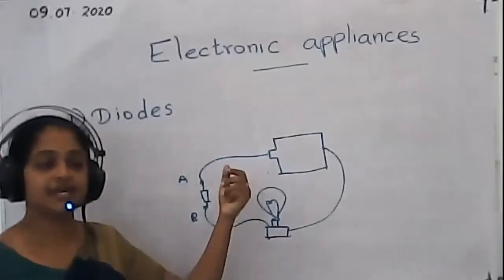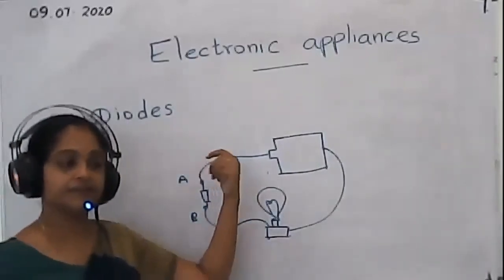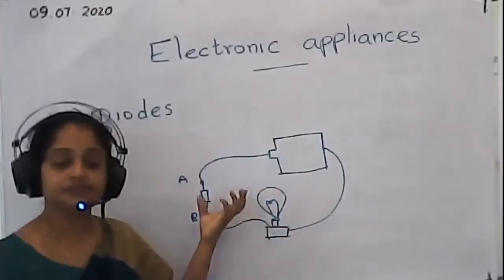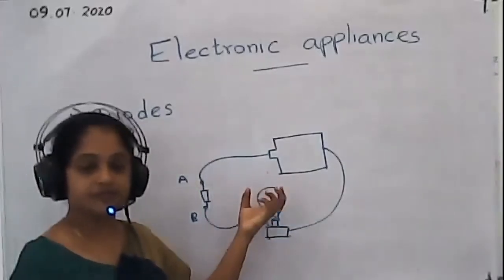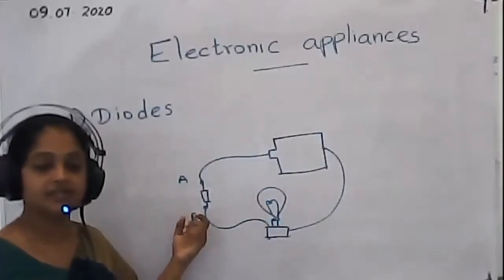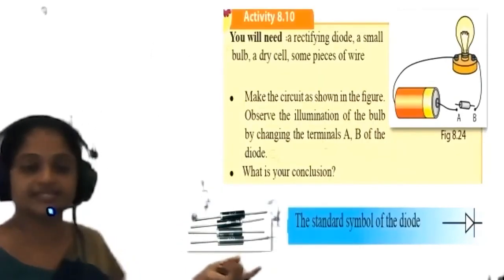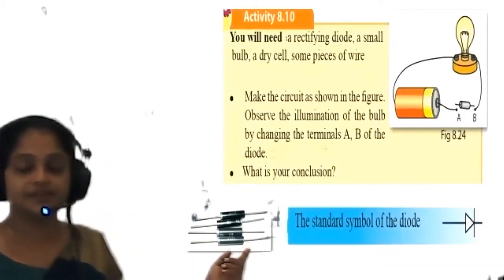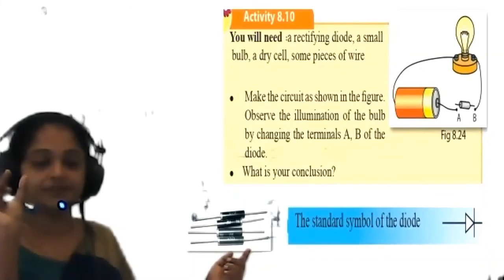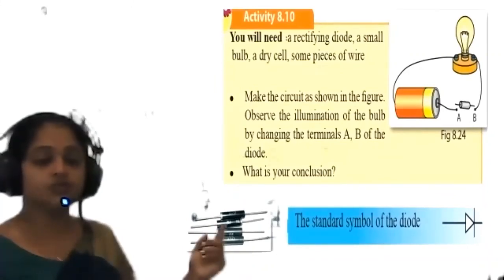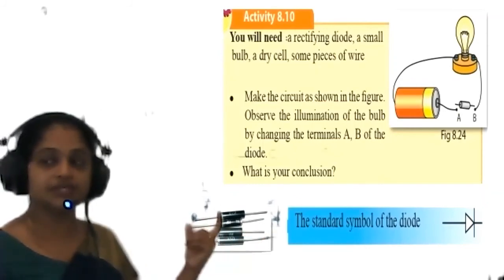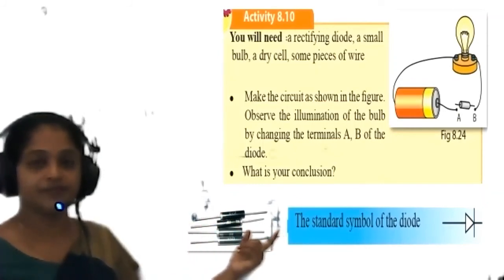Now, on the previous slide, you can see the diagram of a diode. This is the picture of a diode. It's a very small electronic appliance. Right. There are two terminals, positive terminal and negative terminal.